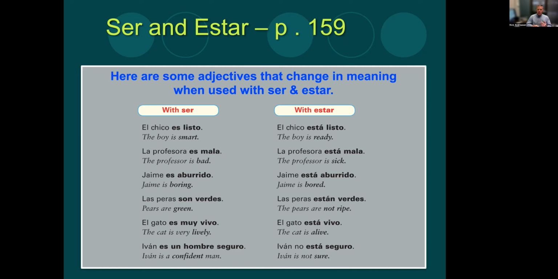And then with seguro, with ser means confident. And estar, it means sure, like yo no estoy seguro. Right now in this sentence, I'm not sure where we stand. I'm not sure where this next answer is going to come from. So alguien es seguro means they're a secure, confident person. They have that going for them. And with estar, it means they're not sure, like they don't really exactly know.